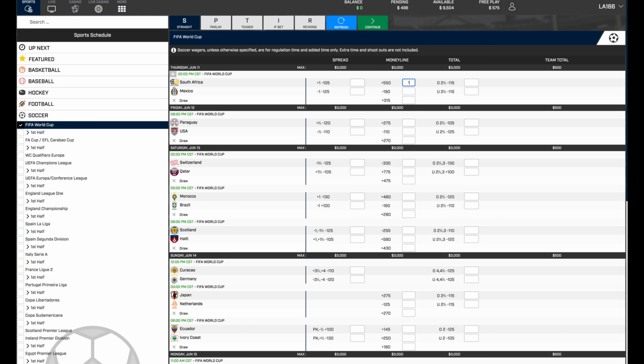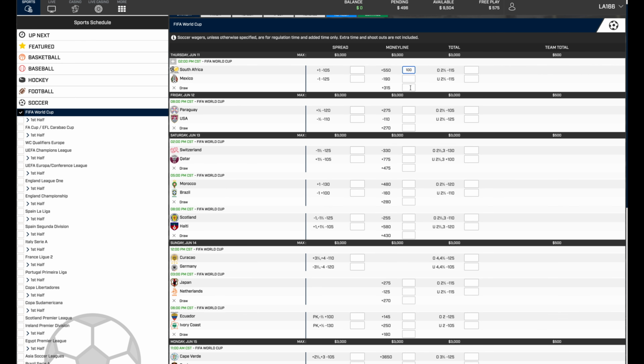If you bet them $100 right here to win, and they draw, that's not a push. A lot of guys assume that's a push because in the NFL that's a push, but in soccer you have the option to bet the draw. So if you don't bet the draw, you don't bet a tie, then you lose that. And that's really all that is. It's always listed this way.